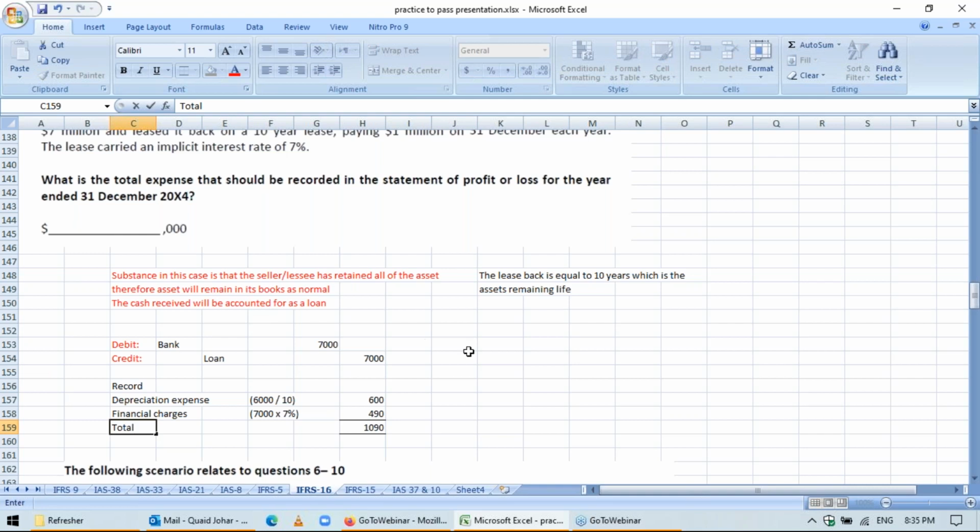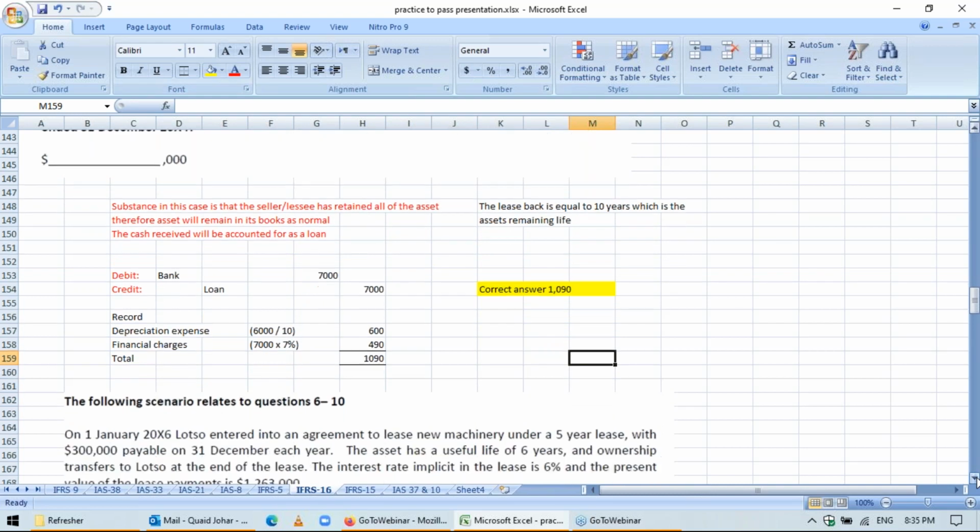So the answer is, in terms of 1000, this is 1090. Otherwise it is 1,090,000. So this is the second type of sale and leaseback transaction.